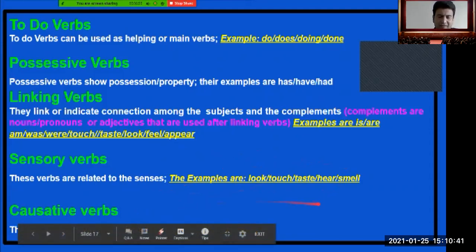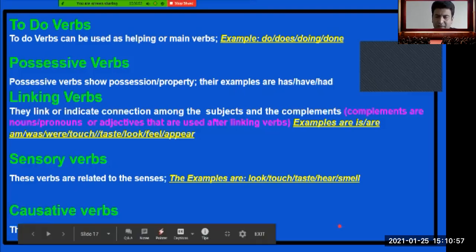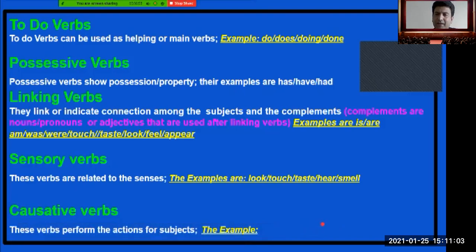And then there are causative verbs. Causative verbs, when the subject wants someone else to perform action for them, we use causative verbs. There are five different causative verbs. I forgot to write their examples. They are like make, have, let, or need. These are the words which are called causative words.